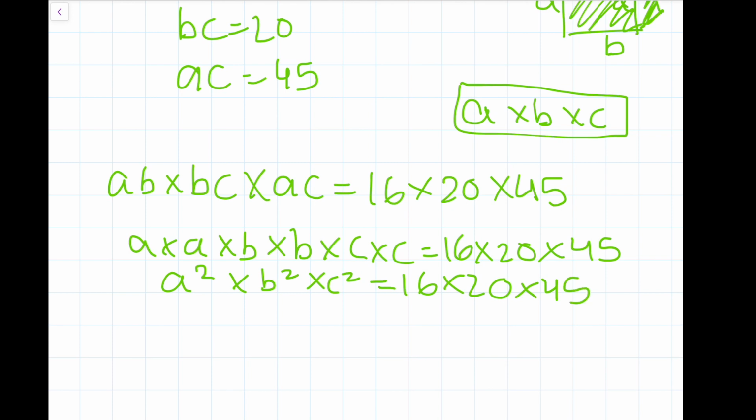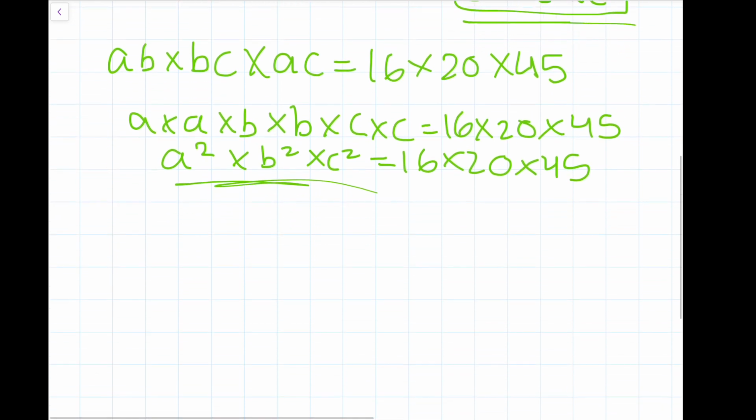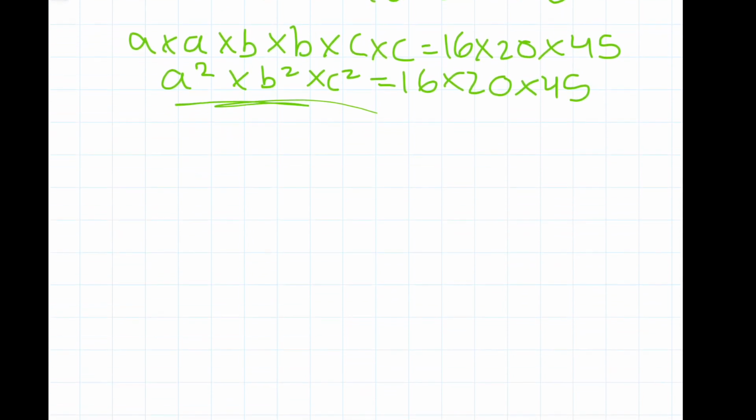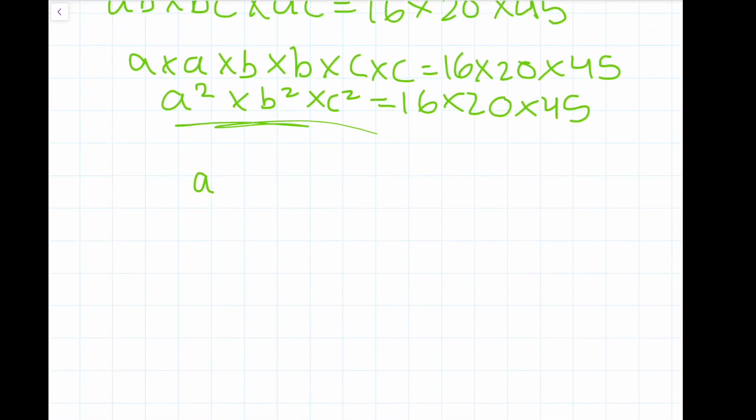So doesn't this look familiar? We're supposed to find this, and now we got this. So now we need to square root both sides of the equation to get A times B times C. So this is basically, let me just write it out clearer.